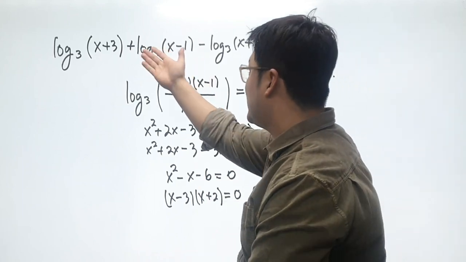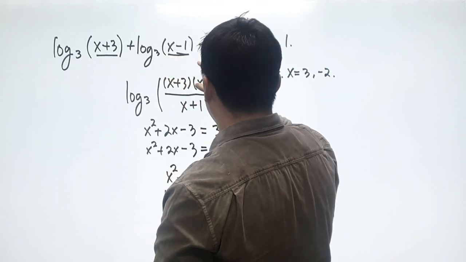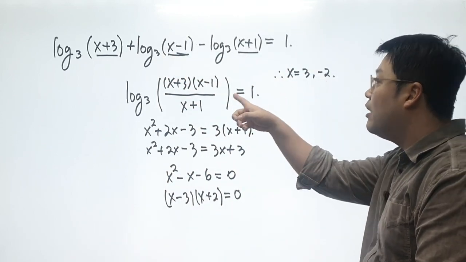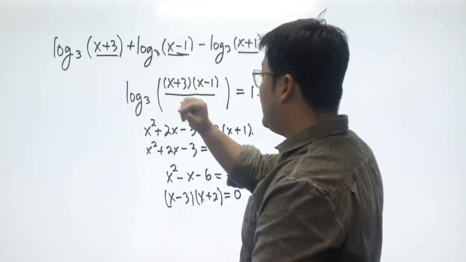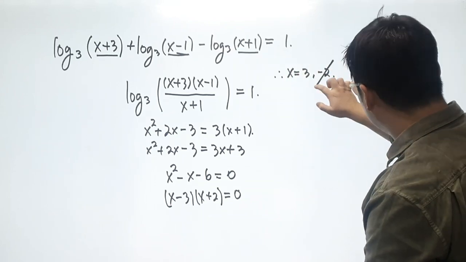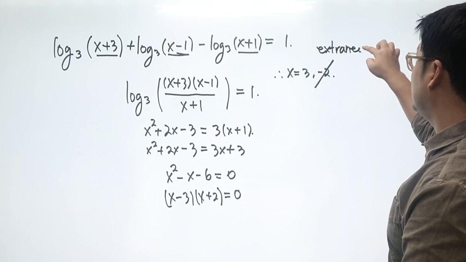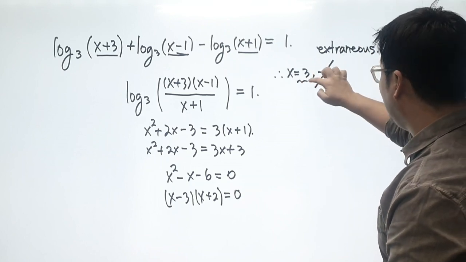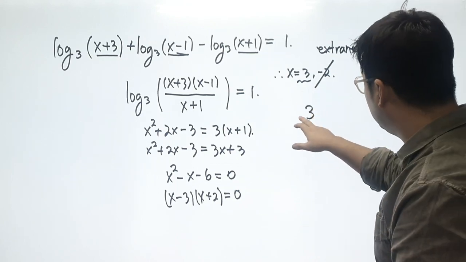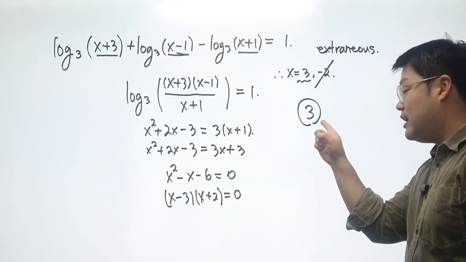Why? Because if you check the original expressions, whatever goes inside the logarithm should always be positive. If you plug in negative 2, it makes x plus 3 positive, but negative 2 minus 1 is not positive, and negative 2 plus 1 is not positive, so that is extraneous. These are known as extraneous solutions. Now we have x equals 3 as a valid solution. Because we needed to find the exact solution for our logarithm equation, the answer is going to be 3.